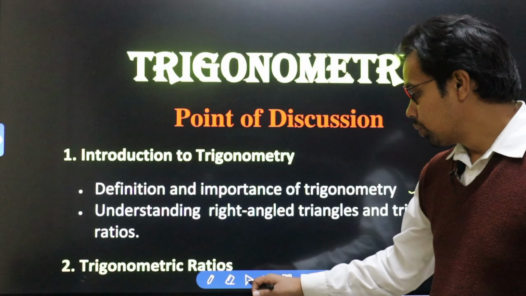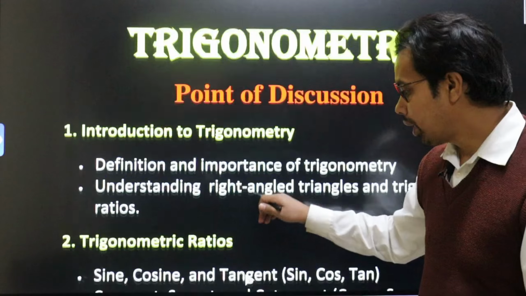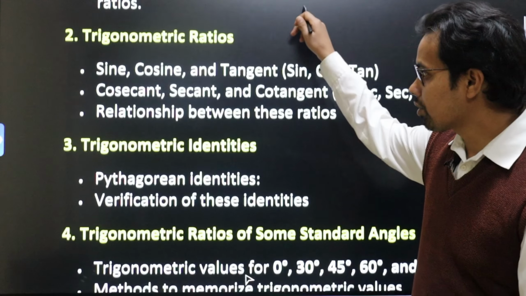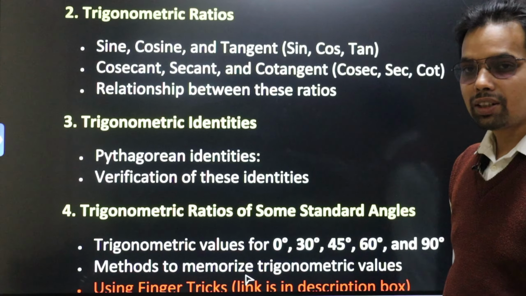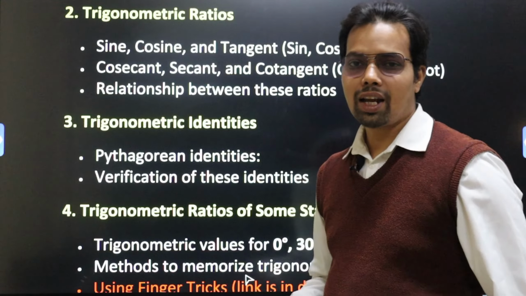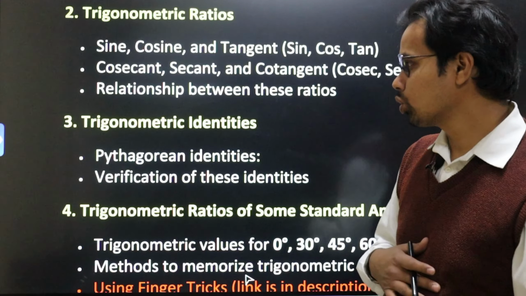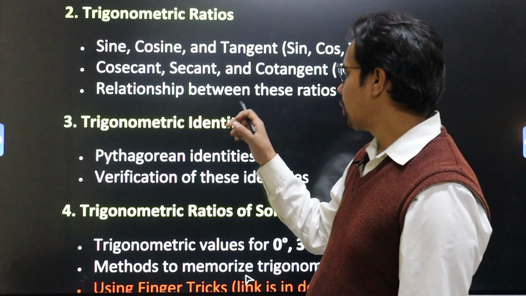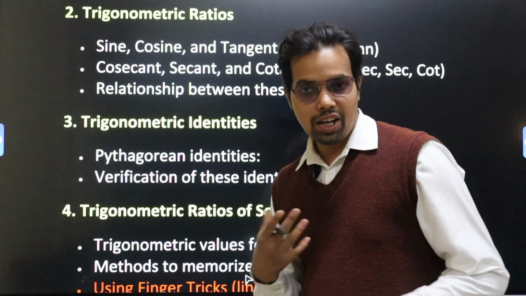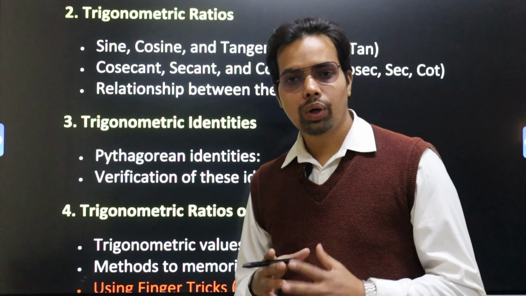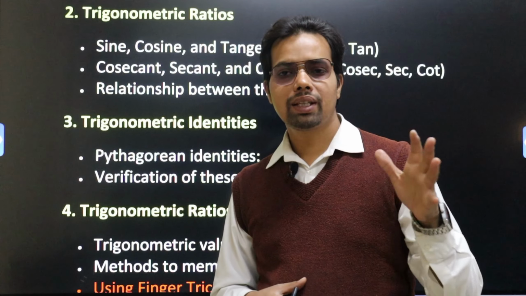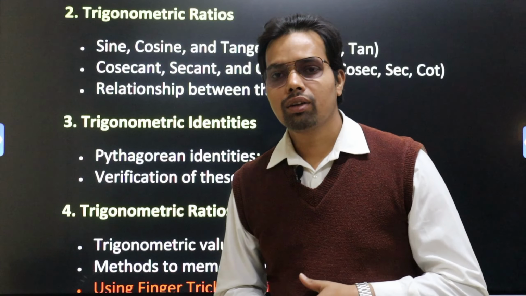Okay, moving to the next point, which is trigonometric ratios, in which you have to understand all trigonometrical ratios: sine, cosine, tangent, cotangent, secant and cosecant, and then we will understand the relationship between these ratios. We will also understand the relationship between perpendicular, base and height and the trigonometrical ratios.